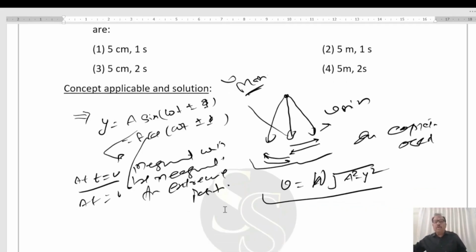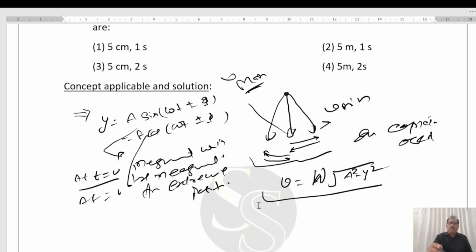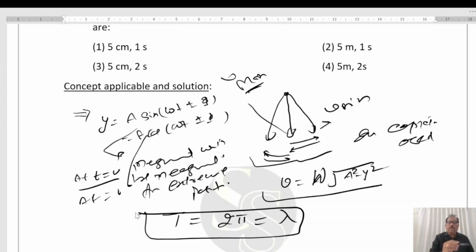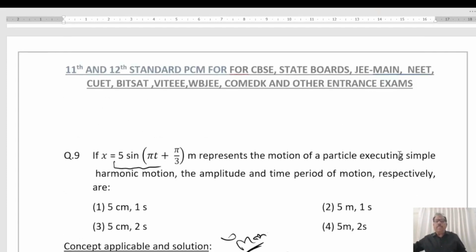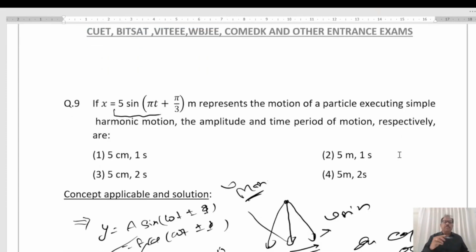Right? Now, one important relation between time period, phase angle and wavelength. This is a very, very important relation. This is to be kept in mind. In this case, a very simple question. Here, this is the amplitude 5 and omega equal to pi.